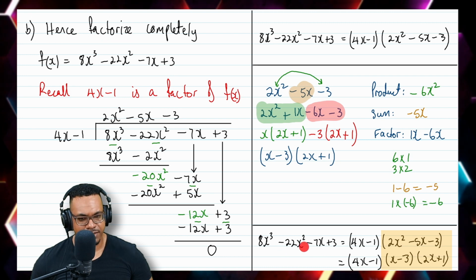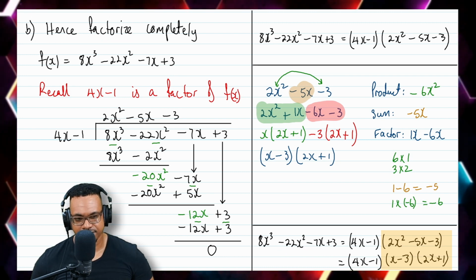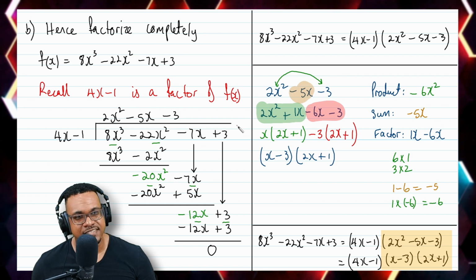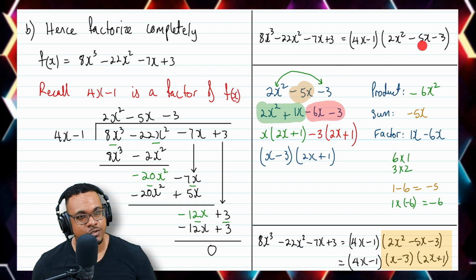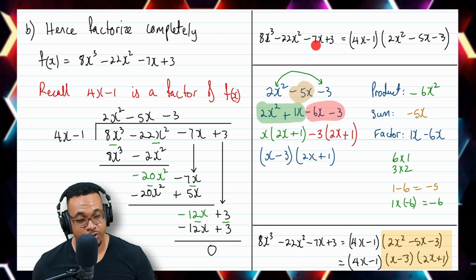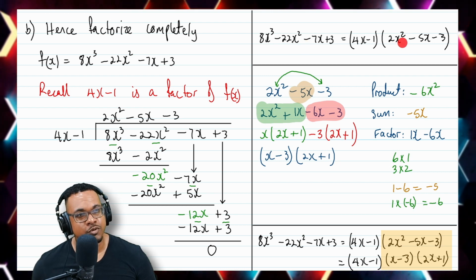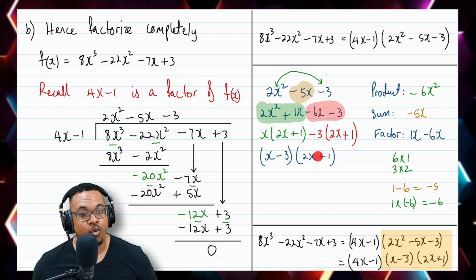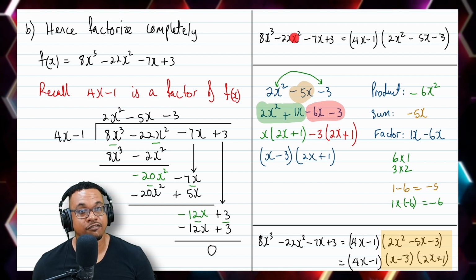And now I factorize my polynomial completely. Now, before I go on to my second example, I'd just like to point out something. This quadratic here is a factor of this polynomial. Because this quadratic can be broken down into linear factors, these linear factors will also be factors of this polynomial.